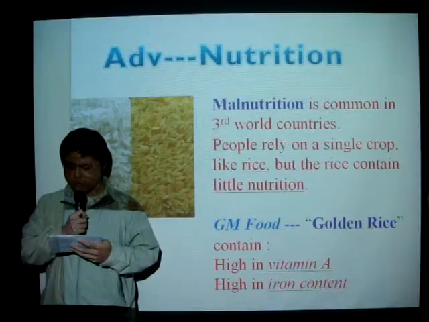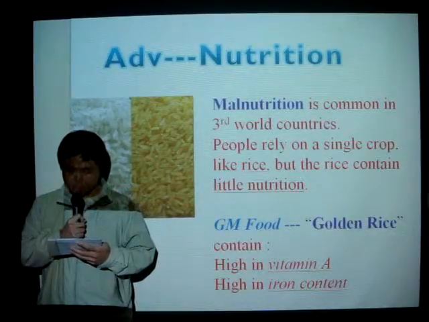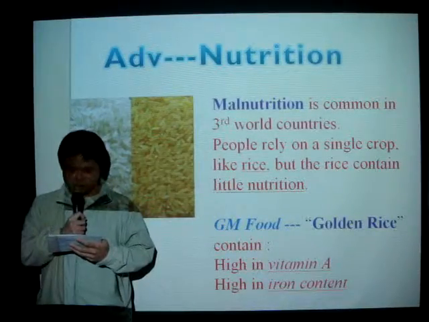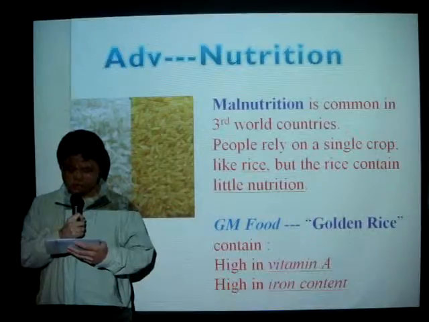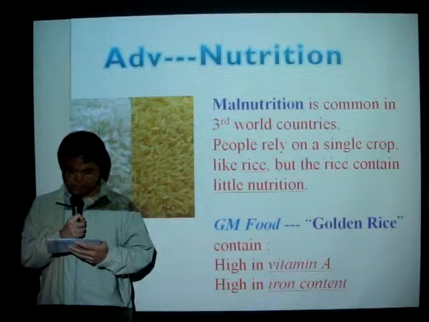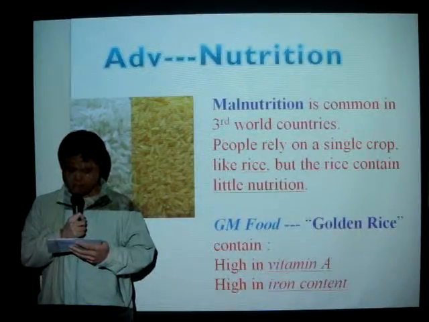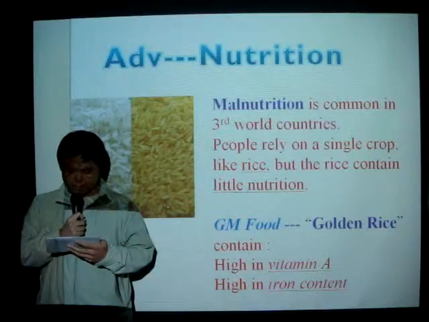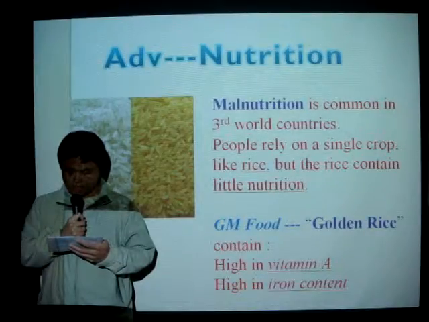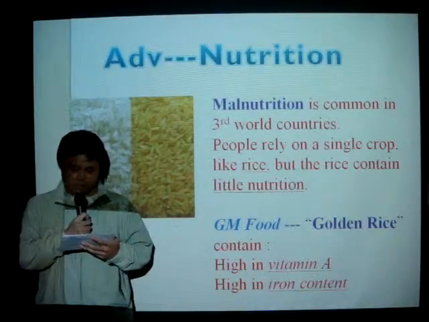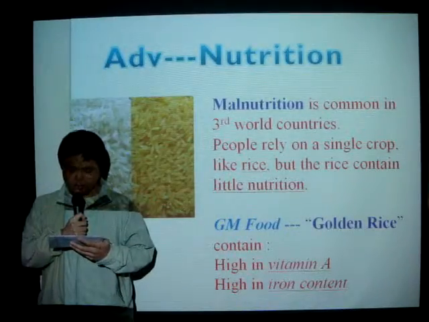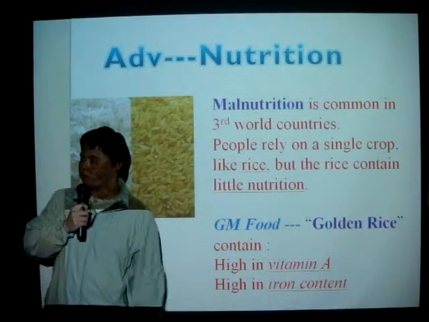Malnutrition is common in third world countries, where poor people rely on a single crop, such as rice, for the main component of their diet. However, rice does not contain enough of all the necessary nutrients to prevent malnutrition. If rice could be genetically engineered to contain additional vitamins and minerals, nutrient deficiency could be solved. For example, blindness due to vitamin A deficiency is a common problem in third world countries, so one kind of GM food has been developed called golden rice, which contains high vitamin A and iron content to help solve the nutrition deficiency problem. Let me pass the time to Tony.